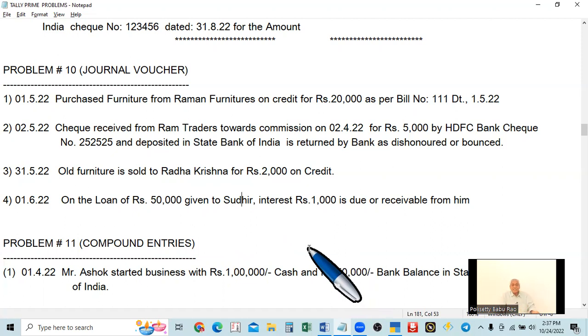For example, if the interest is paid every 6 months, so up to June, from December to June, it is 6 months. So it is payable, not paid. If it is payable for 6 months, from April, May, June, for example, 2 months it is 1,000 rupees. That means 1,000 rupees is due, but it is not paid. When will you pay? After 6 months only you will pay. Till that time, every month you will add the interest.